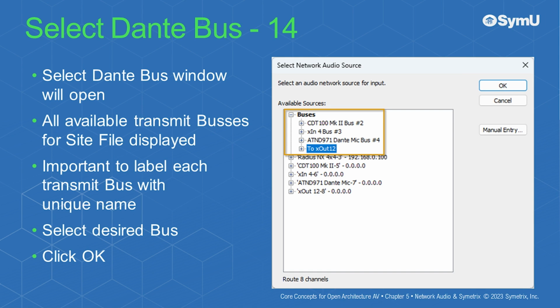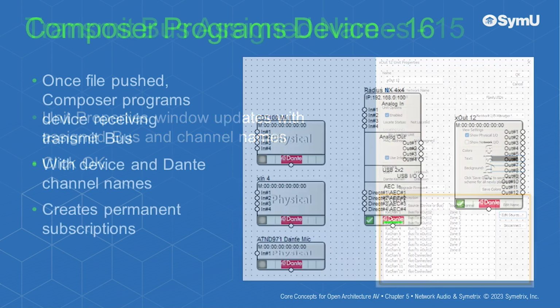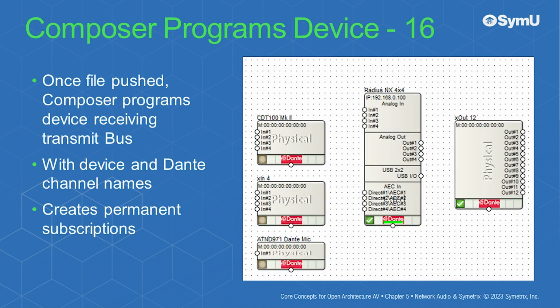This is why it is important to label each transmit bus with a unique and recognizable name. Select the desired bus and click OK. The Unit Properties window updates with the assigned bus and channel names. Click OK. Once the file is pushed, Composer programs the device receiving the transmit bus with the device name and Dante channel names. This creates permanent subscriptions.